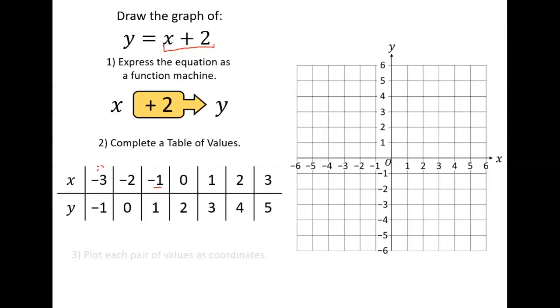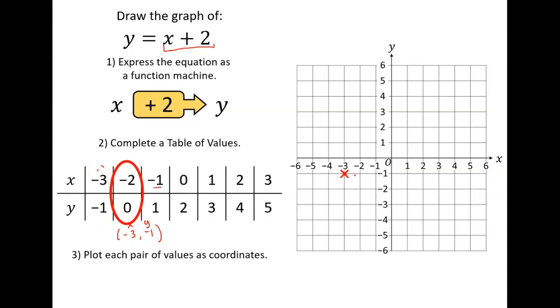So this point here, I think I have it. We're going to plot each pair of values as coordinates. So this -3 and -1 is a coordinate, with my x being -3 and y being -1, just like we did in that last example. So this is my x value and this is my y value. I'm going to go to my graph and look at x equaling -3 and y equaling -1, and it's going to start there. So that's going to be that point.